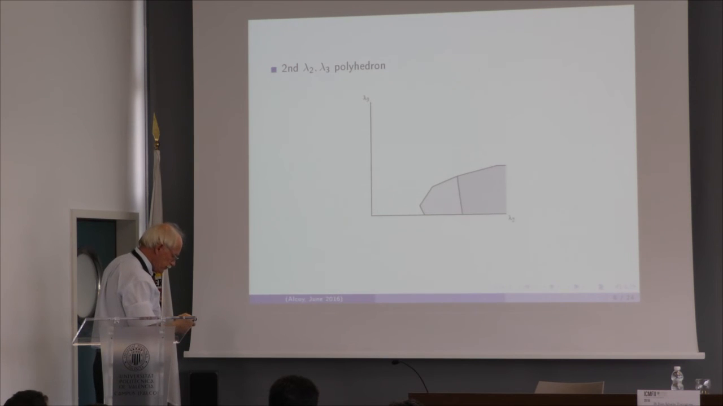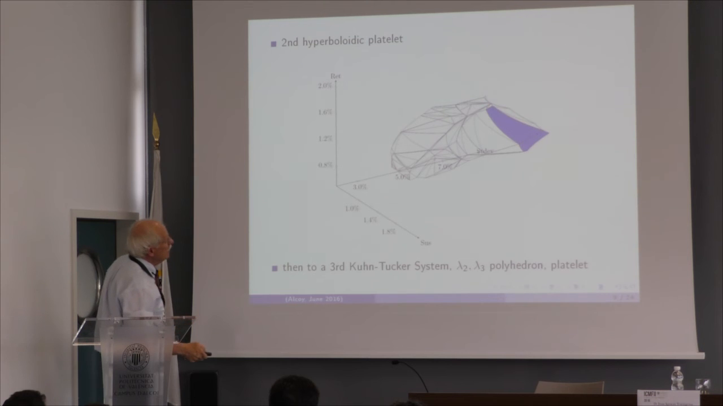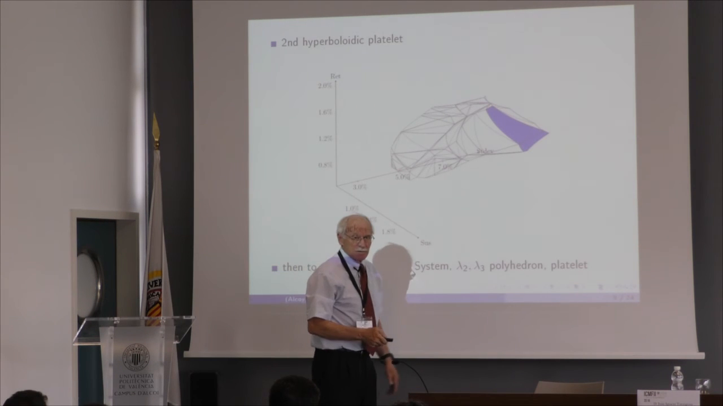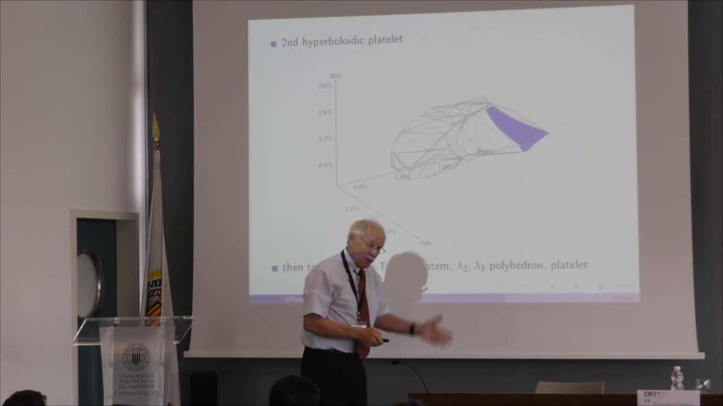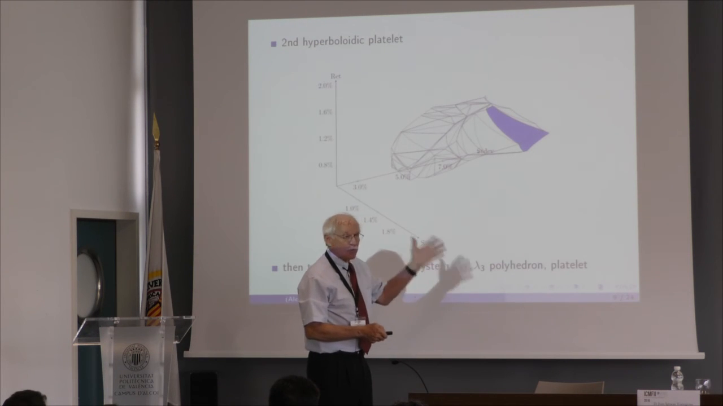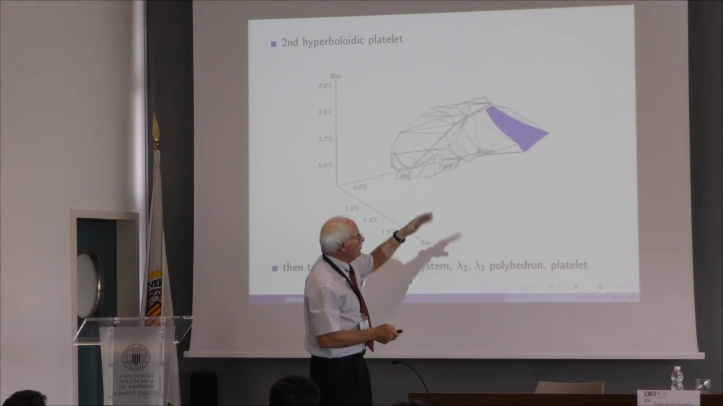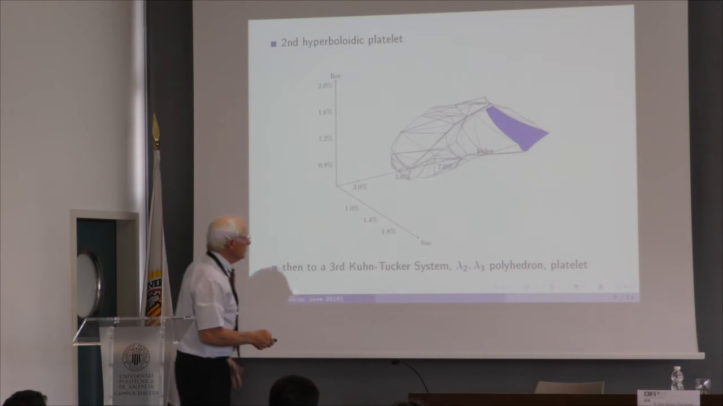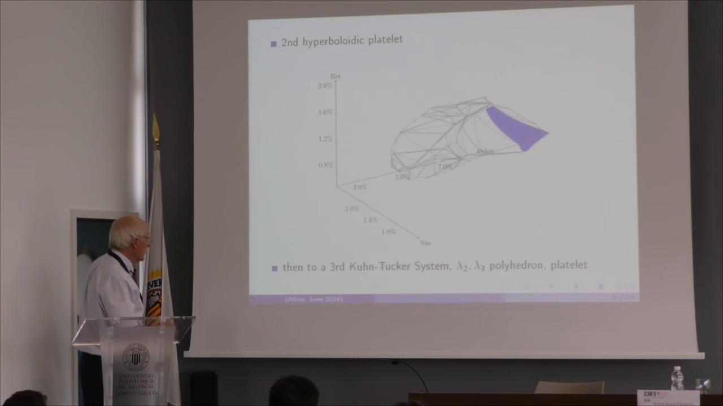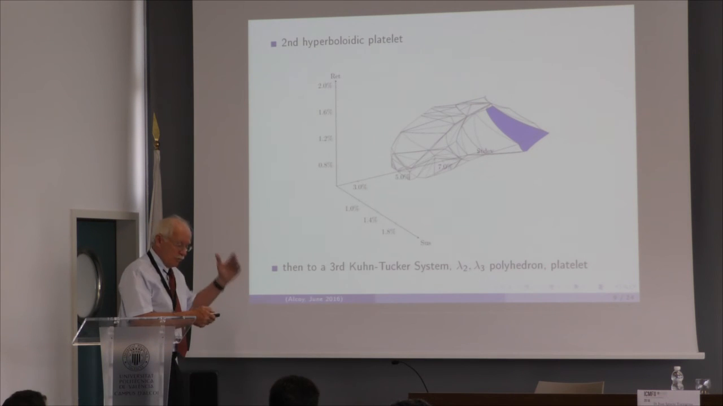Okay. So that's the second lambda 2, lambda 3 polyhedron. And that gives me this second platelet. So by doing this repetitively, that's the routine. I just keep doing that and doing that and doing it. One by one, I keep adding platelets until I'm done. So that's it. That's what I'm saying here. Okay, we've processed the second Kuhn-Tucker condition, so now I have to process the third Kuhn-Tucker system to get another platelet, and so forth. Okay.